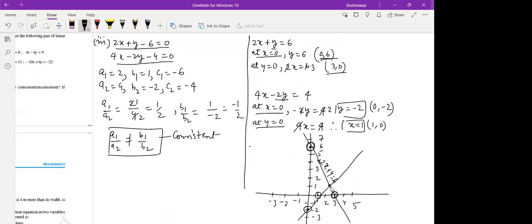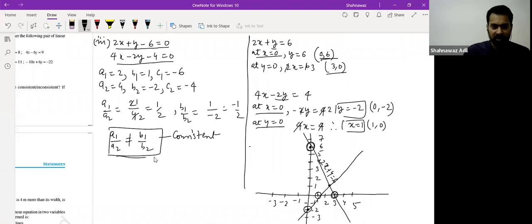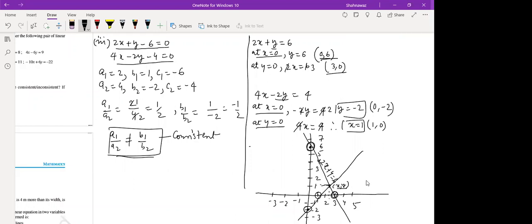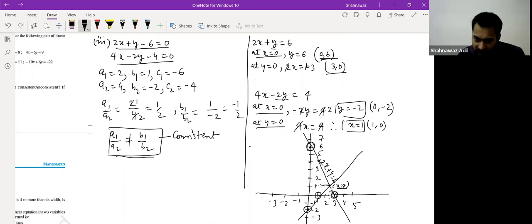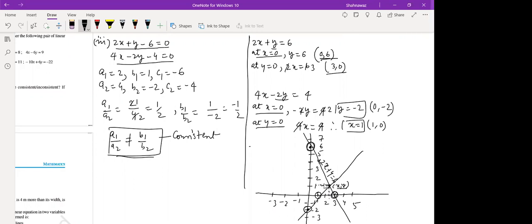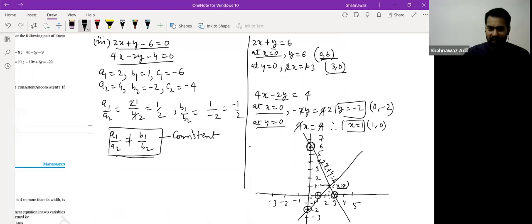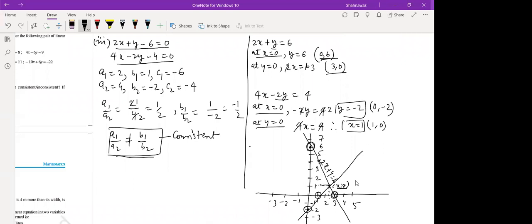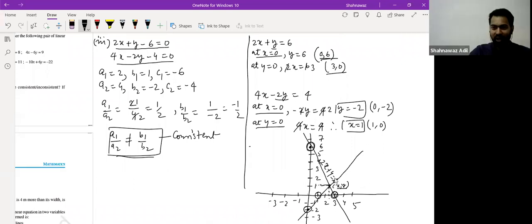From the graph, we proved this point. Whatever the x and y values are, this is the solution, right? 2 comma 1. I can't say that clearly because this is not a perfect graph, since we don't have the equal scale. So when you draw it in the proper graph, then you will find the correct answer, right?